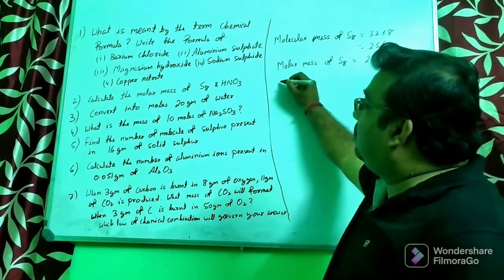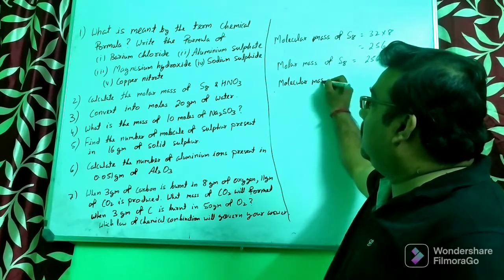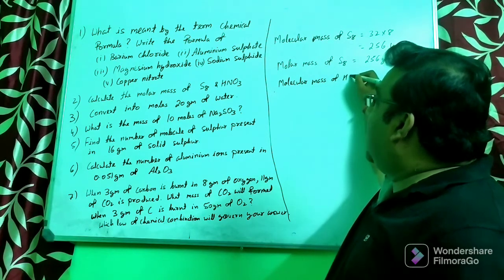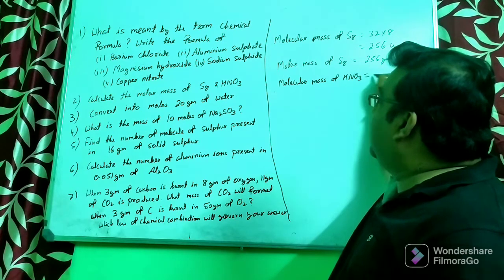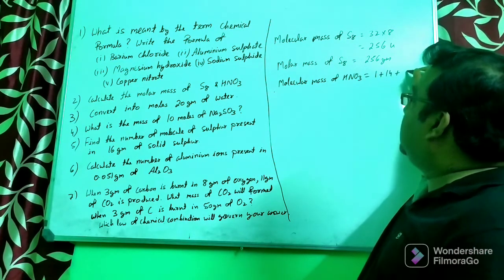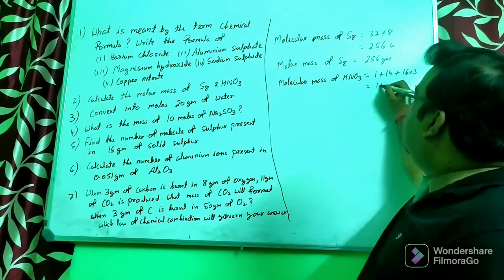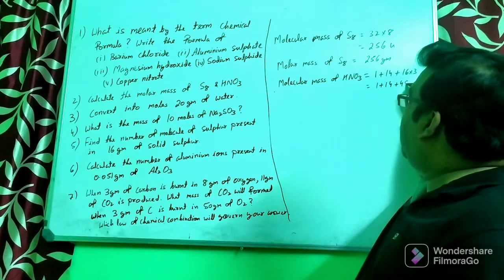Now the next is HNO3. First of all we find the molecular mass of HNO3. The atomic masses of the different elements will be given in your question: hydrogen 1, nitrogen 14 and oxygen 16. There are 3 oxygen atoms, so 16 into 3. So that will be 1 plus 14 plus 16 into 3, which is 48.